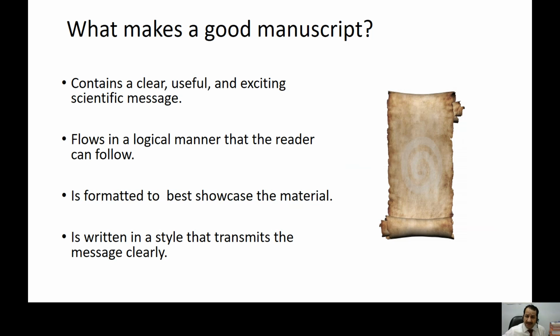What makes a good manuscript? Okay, a good manuscript should contain a clear, useful, exciting scientific message. I mean, when you read it, you feel it's a story, a full story from A to Z. Nothing is missed, and it comes in sequence. There are no jumps, there are no gaps. It follows in a logical manner that the reader can follow. I mean, if the reader comes and reads the results, and after he finishes the results, he finds the experimental setup, how did that come? He needs to know the experimental setup, the methodology, then go to the results.